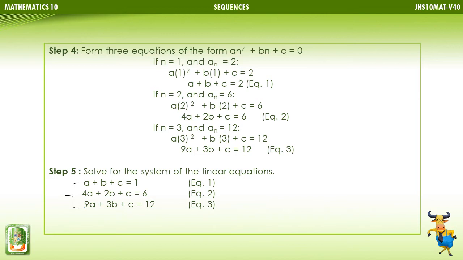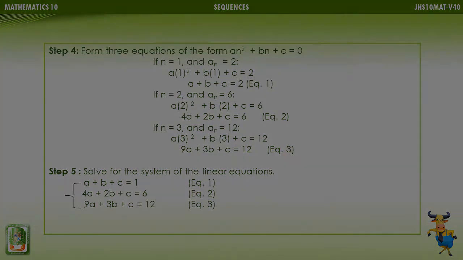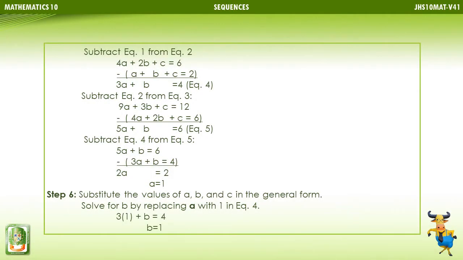Equation 3. Step 5. Solve the system of linear equations. a plus b plus c equals 2, equation 1. 4a plus 2b plus c equals 6, equation 2. 9a plus 3b plus c equals 12, equation 3. Subtract equation 1 from equation 2. 4a plus 2b plus c equals 6, minus a plus b plus c equals 2, equals 3a plus b equals 4, equation 4.